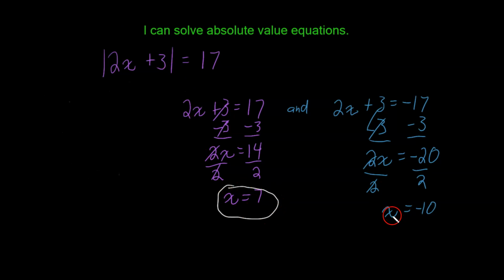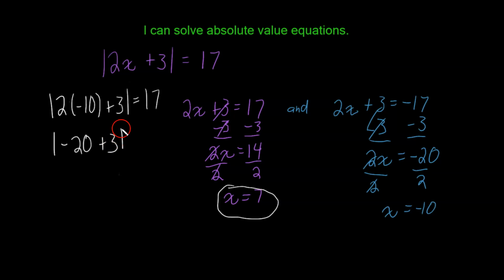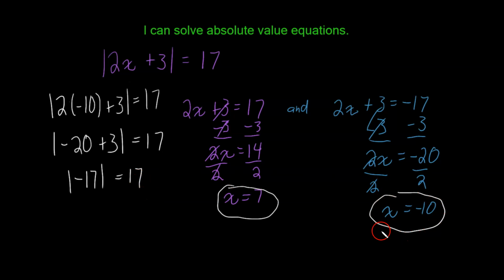Now let's verify the solution x equals negative 10. So we get the absolute value of 2 times negative 10 plus 3 equals 17. So 2 times negative 10 is negative 20. So the absolute value of negative 20 plus 3 equals 17. Negative 20 plus 3 is negative 17, with the absolute value signs around it. And the absolute value of negative 17 is indeed 17, so x equals negative 10 is a good solution.